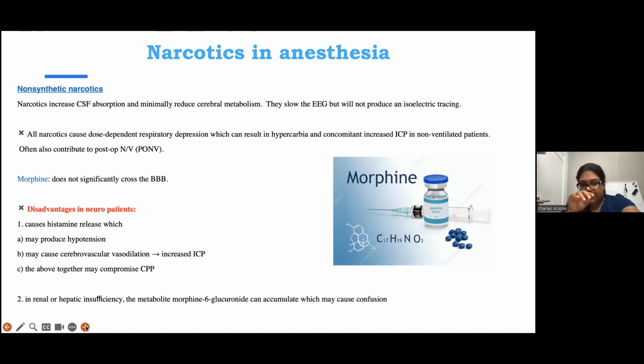Morphine does not significantly cross the blood-brain barrier, and the disadvantage to neurosurgery patients is that it causes histamine release, which can produce hypotension and may cause cerebrovascular dilatation, leading to increased ICP. Together, they may compromise the cerebral perfusion pressure. Also, in adrenal or hepatic insufficiency, the metabolite morphine-6-glucuronide can accumulate, which may cause confusion.